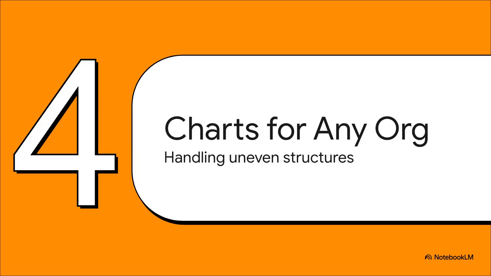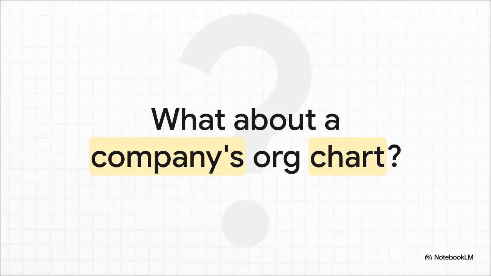So far, all the hierarchies we've looked at have had these neat, predictable levels. But let's be honest, real-world structures are often much, much messier than that. Yeah, just think about a company's organizational chart. Not every manager has the same number of people reporting to them, right? The chain of command has a different length depending on where you are in the company. A simple level-based hierarchy just can't handle that kind of complexity.